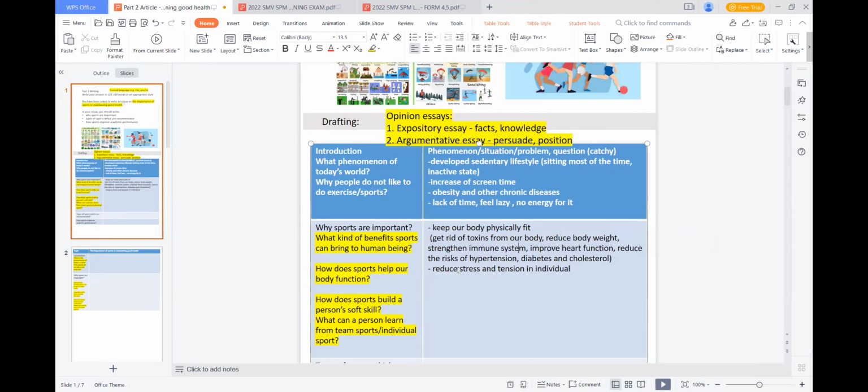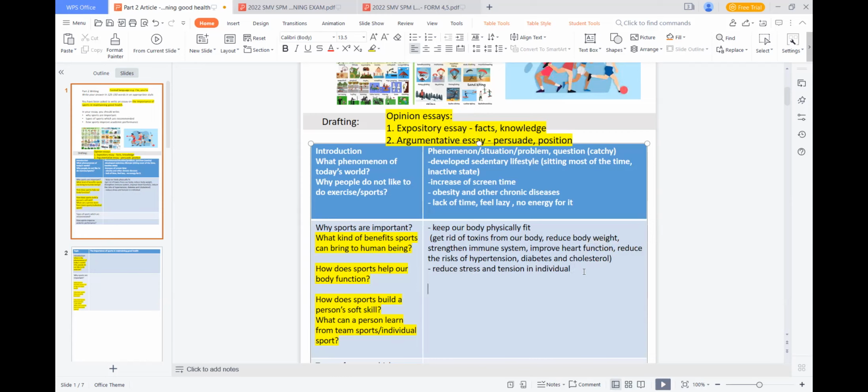Okay. Cope with stress. I would say reduce stress 会比较好. Cope with stress can also have a different 意思. Later we can use it on the other part. Can. All right, next one.